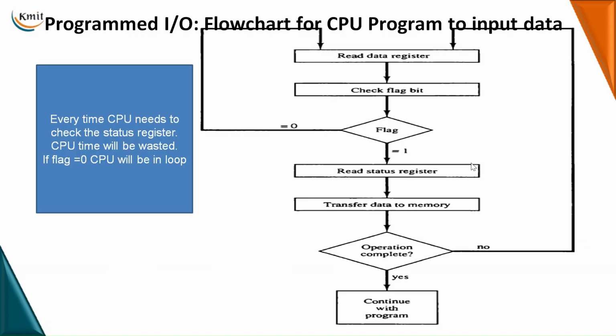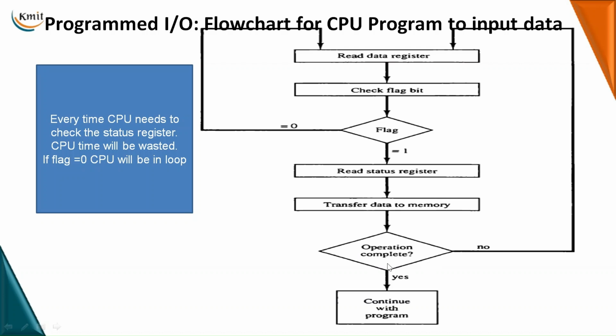So from the CPU point of view, what happens? Whenever the information is available on the IO bus, the interface unit of the corresponding peripheral device will copy the information into its data register, and its flag bit will be set to 1. The CPU keeps on checking the flag bit of the corresponding interface unit to determine whether there is information present in the data register. If this flag bit is set to 1, it will read the status register, and it transfers the data to the memory unit of the computer.